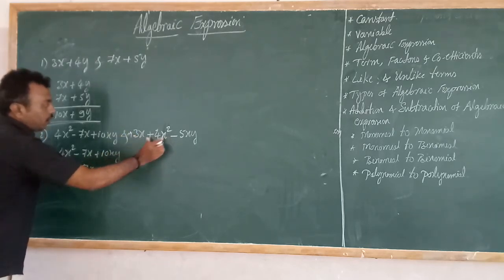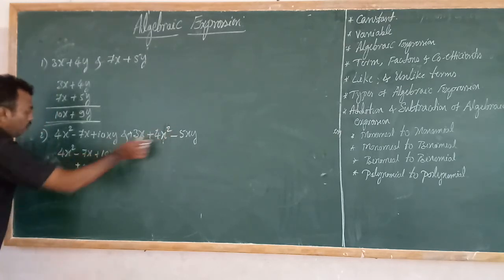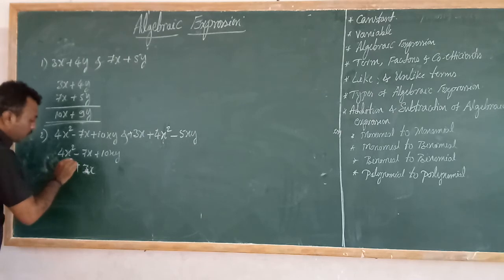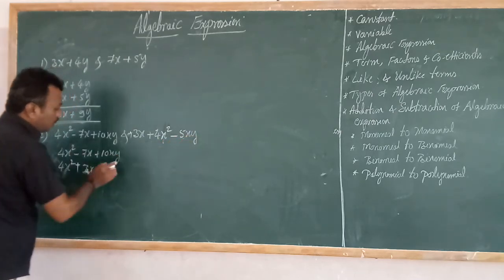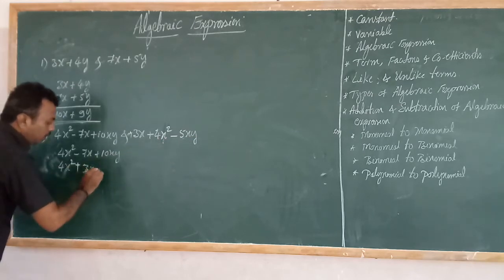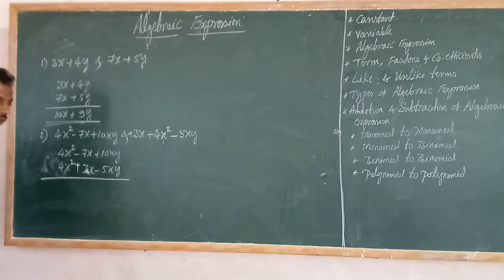Next, 4x square, we have to write down in the x square column. So 4x square here also 4x square, so in between the sign is plus. Next minus 5xy, write it under 10xy, with the sign, minus 5xy. Now we should add it.